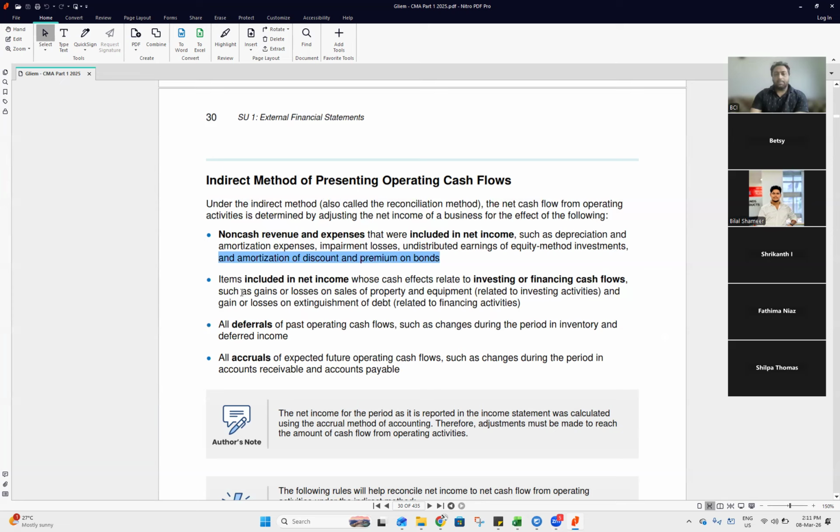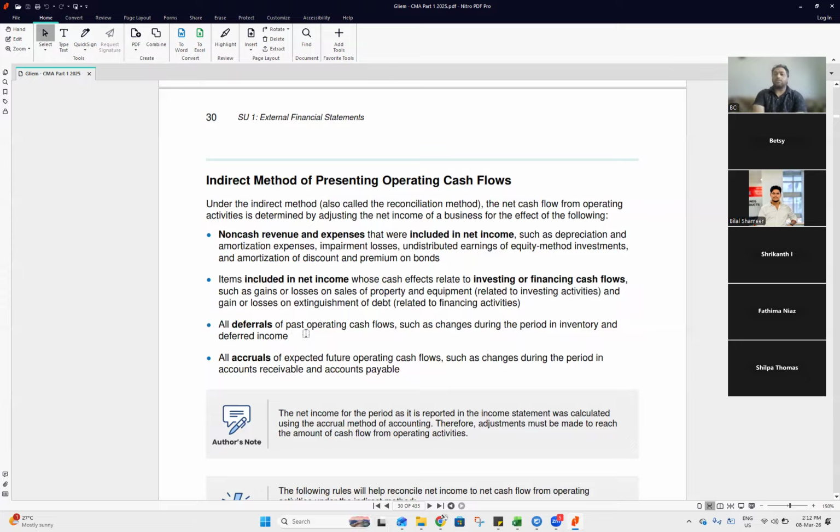Then items included in the net income whose cash effects relate to investing or financing activities, such as gain or loss on sale of property and equipment and gain or loss on extinguishment of debt, we will remove from the operating cash flow and move to the investing and financing activities. Clear? Then all deferrals of past operating cash flow, such as changes during the period in inventory and deferred income, will be adjusted here.